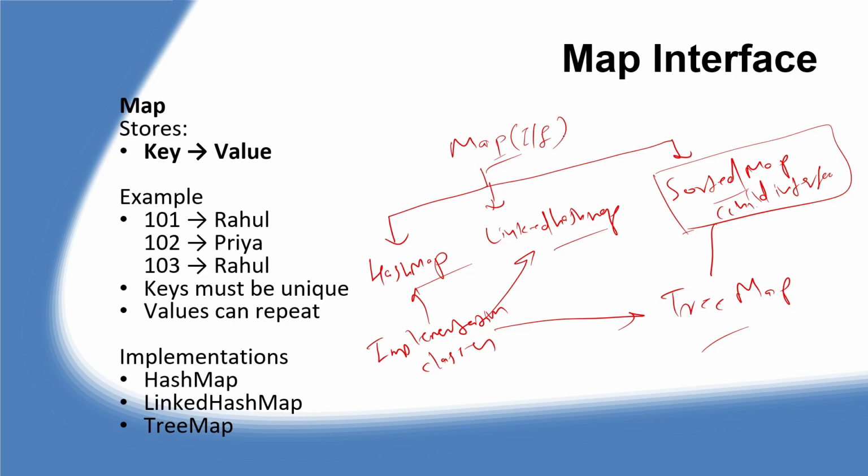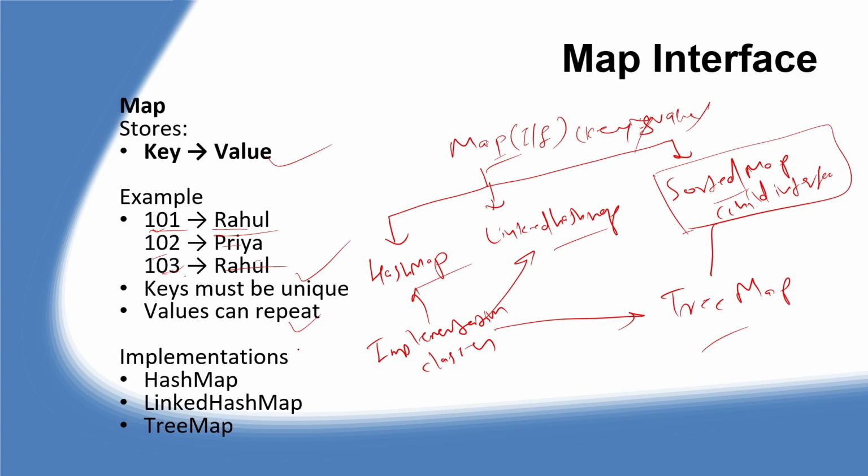And Map stores values in the form of key and value. Remember this point. Here they have provided examples of storing key and value. The key is, let's say, 101 and the value is Rahul. The key must be unique. We cannot keep the same key, but values can be repeated. In this case, for 101 and 103, keys are different but values are same. Value can be same, but key should be unique. These are the properties of Map.